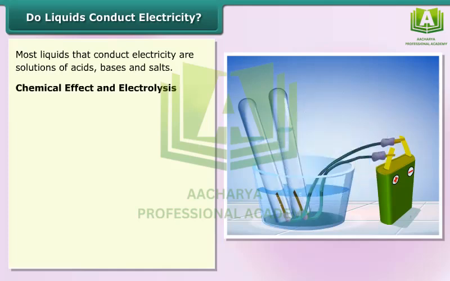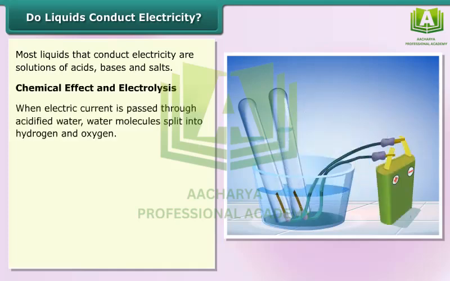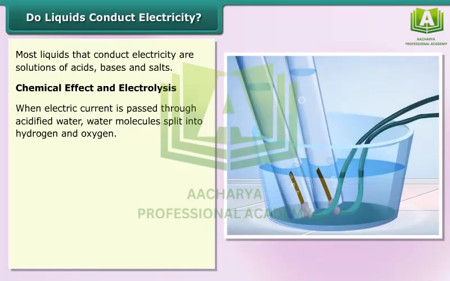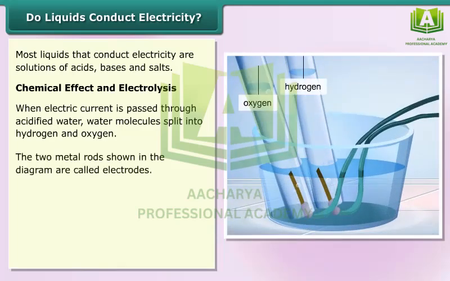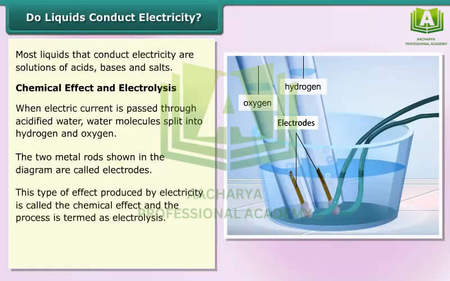Chemical effect and electrolysis. When electric current is passed through acidified water, water molecules split into hydrogen and oxygen. The two metal rods shown in the diagram are called electrodes. This type of effect produced by electricity is called the chemical effect, and the process is termed as electrolysis.